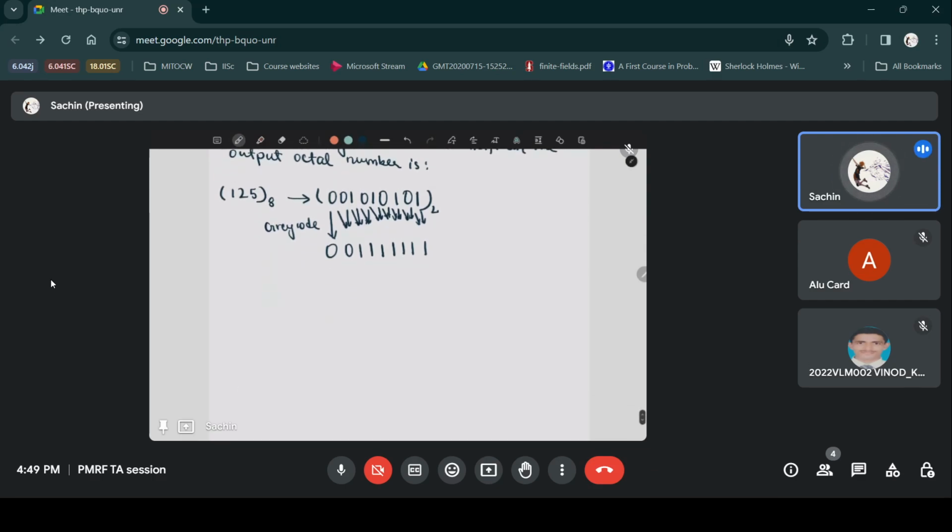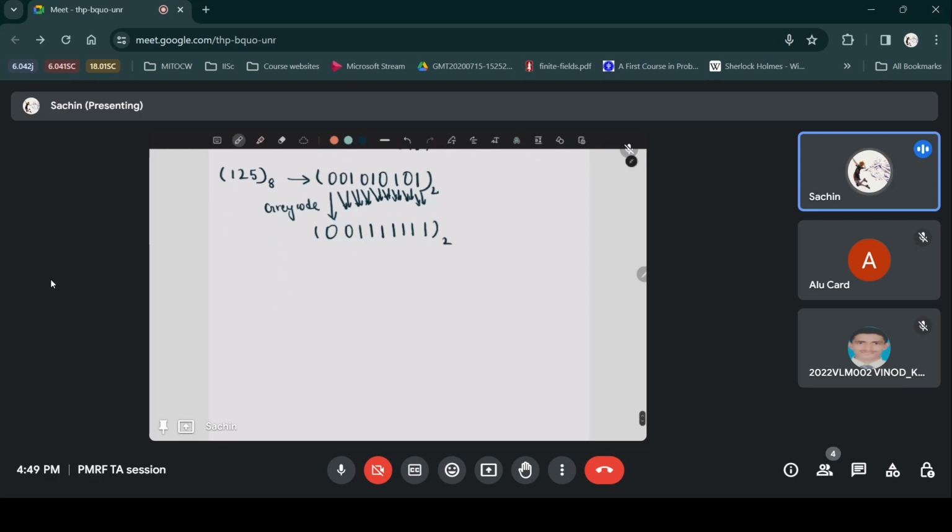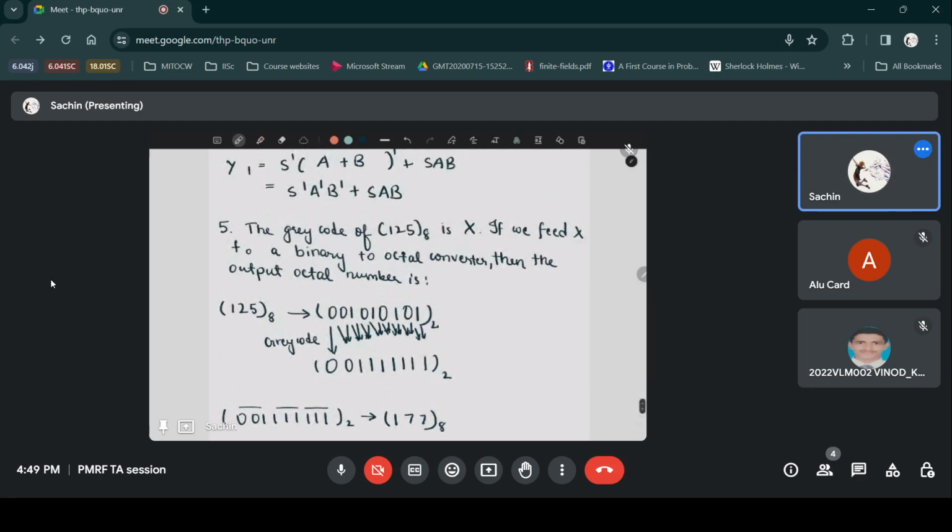Now if you feed this into a binary to octal converter, then what will it do? It will group the bits from right to left, these three and these three, and then it will represent that in octal. So each group of 3 will be represented by one octal number. 001 is 1, 111 is 7, 111 is again 7. So it's 177 in base 8. That is what you will get as your result.